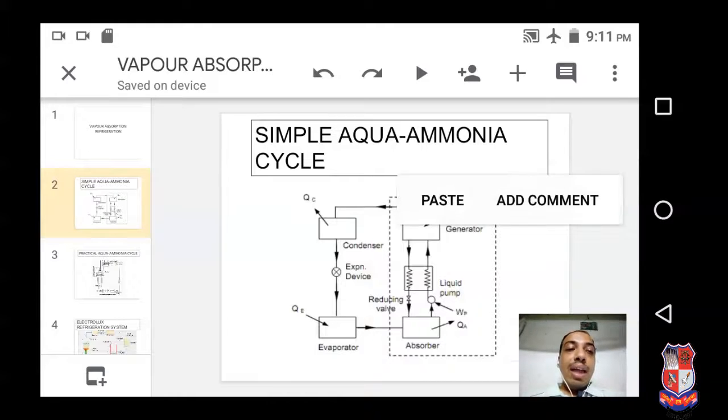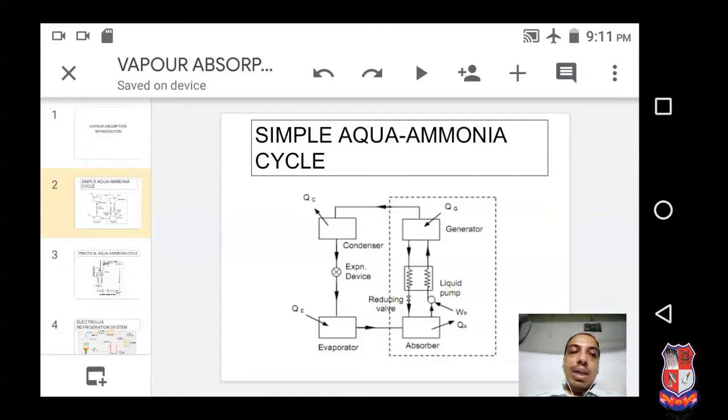The main purpose of the heat exchanger is that the lean mixture, having a higher temperature, exchanges heat with the rich mixture having a lower temperature. So preheating of the rich mixture takes place and cooling of the lean mixture takes place. So less heat is required in the generator, as well as less pressure reduction taking place in the reducing valve. It is the main purpose of providing the heat exchanger. So this is the simple aqua ammonia cycle.